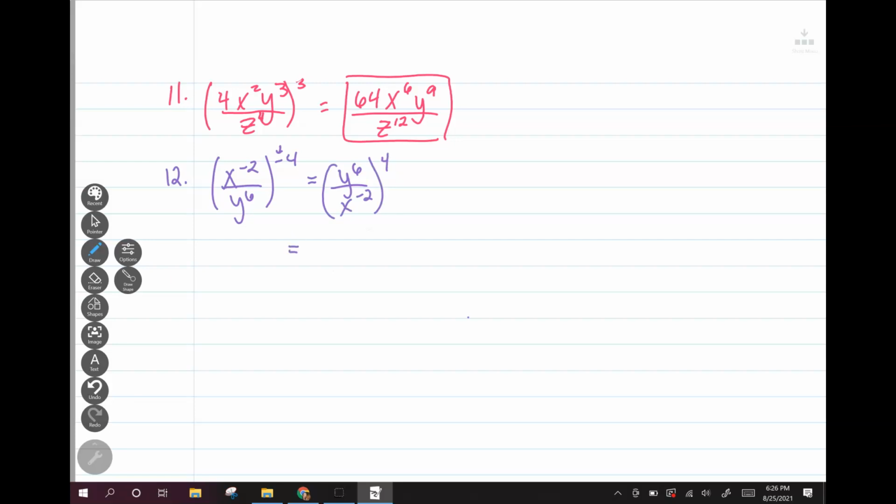Okay, from there, you can distribute the exponent inside. That will be y to the 24 and x to the negative 8. And the last thing would be to bring the x to the numerator and make that exponent positive.